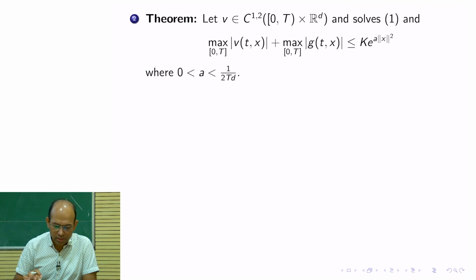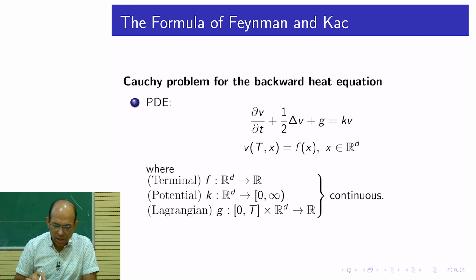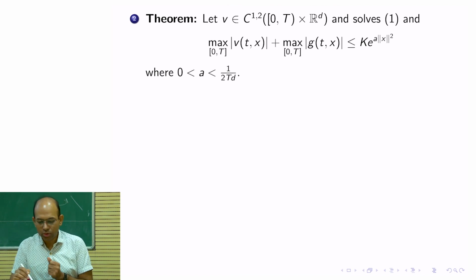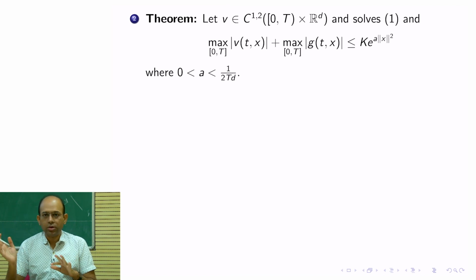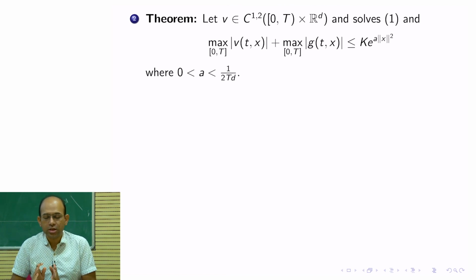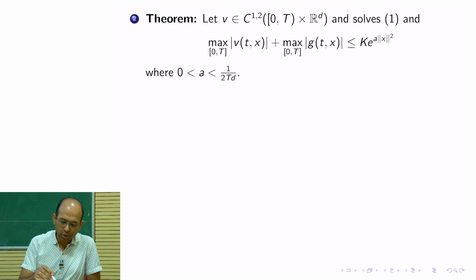Remember, capital T is the terminal time, and d is the dimension. So we have an upper bound on a: a should be less than 1 over 2Td. That means if capital T or d is large, then the upper bound on a is smaller. With that a, the modulus of v and the modulus of g, this sum, should be less than or equal to this number. That is the assumption on the solution space.